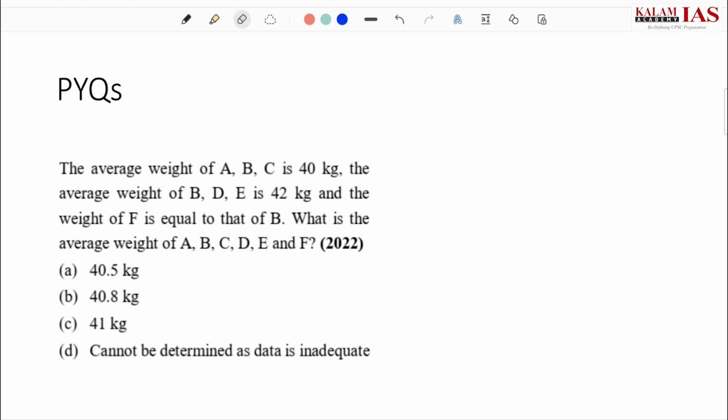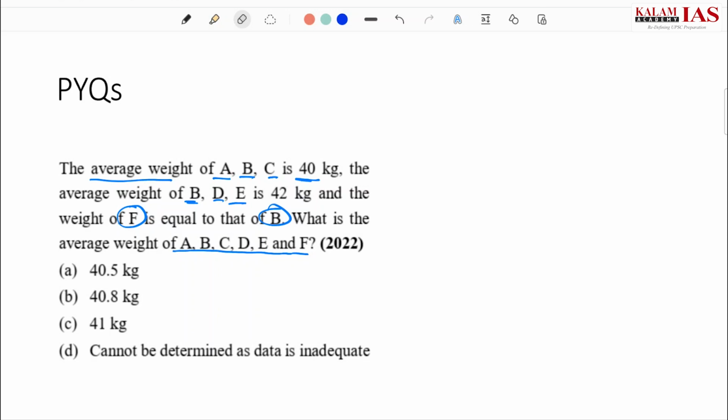I hope everyone has read the question. It says average weight of ABC is 40 kg and average weight of BDE is 42 kg and the weight of F is equals to the weight of B. What is the average weight of ABCDEF?